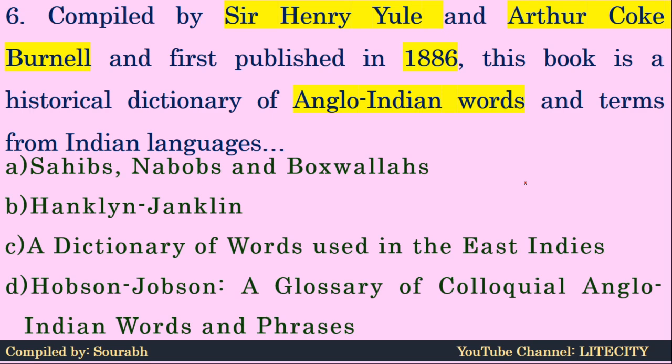All these books are related to the use of Indian words in English vocab, but the first book of this type which became very popular, the Bible of Anglo-Indian words, is Hobson Jobson, a glossary of colloquial Anglo-Indian words and phrases. It was compiled by Sir Henry Yule and Arthur Coke Burnell. If we talk about the other books, Sahib, Nawab and Boxwallah is quite a late edition, compiled by Ivor Lewis and published in 1991.